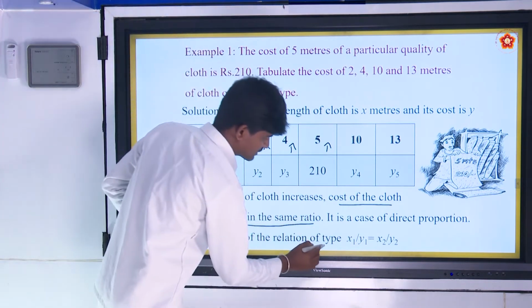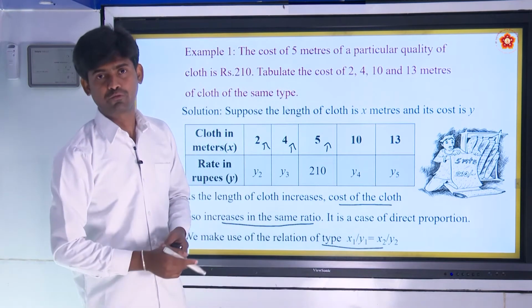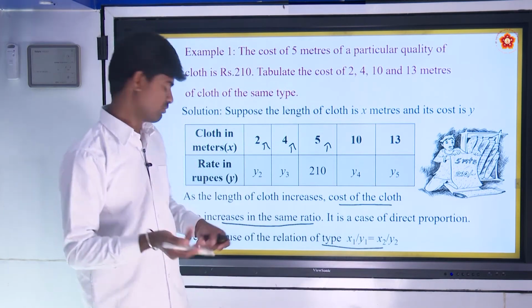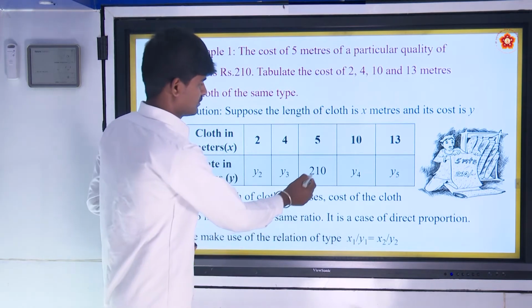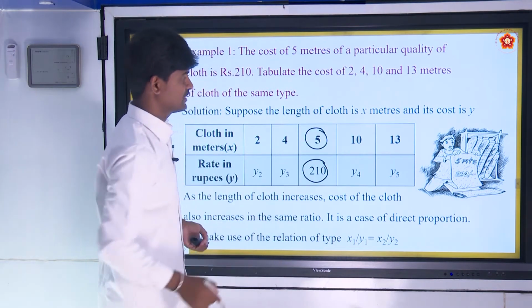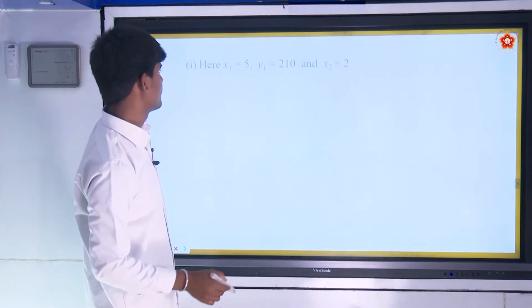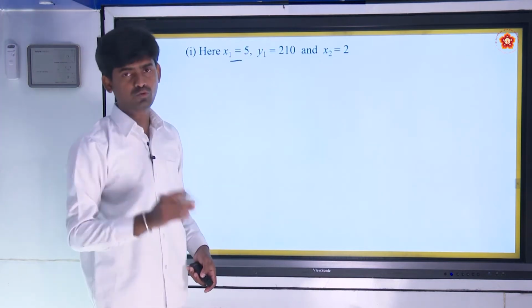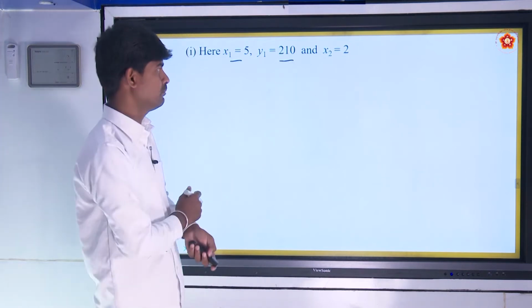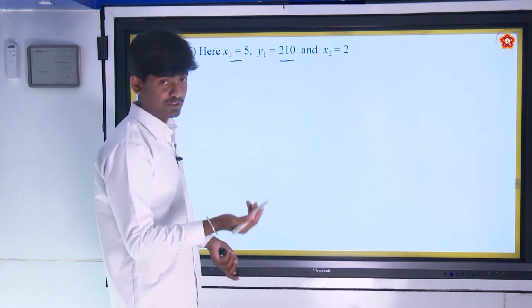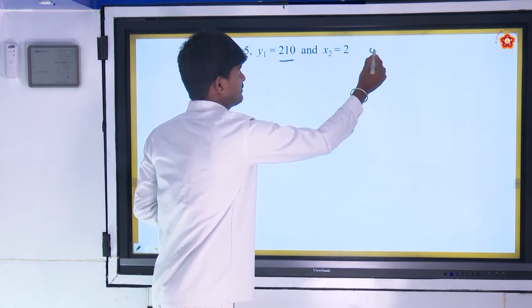So we have known the relation x1 divided by y1 is equal to x2 divided by y2. We have known the formula. Substitute the values. Here x1 is equal to 5, they are given; y1 is equal to 210, they are given in the problem; x2 is equal to 2. We don't know y2, we calculate y2.